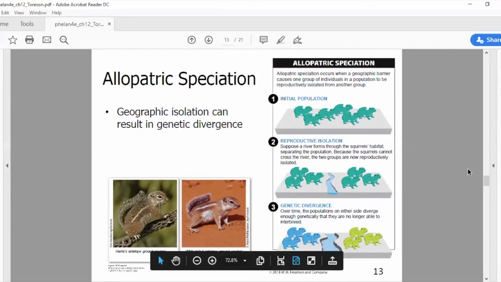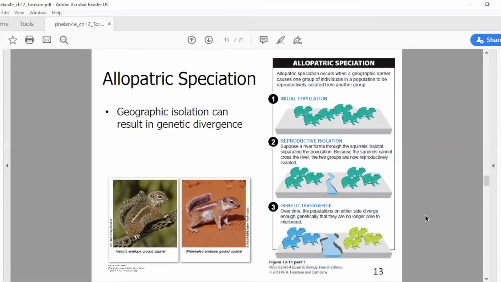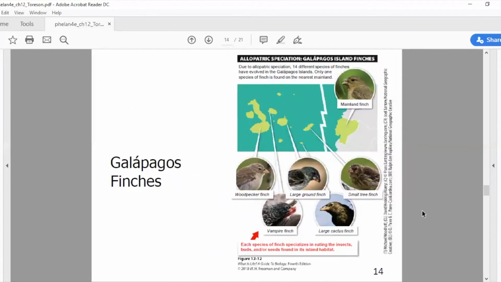Once those different populations are separated, these two separated populations can undergo changes in themselves that could lead to a point in time in which they are so different from each other they can no longer interbreed. Again, that is called allopatric speciation. The work that Charles Darwin did on the Galapagos Islands with respect to those birds, or the finches that he observed there, is an example of allopatric speciation.